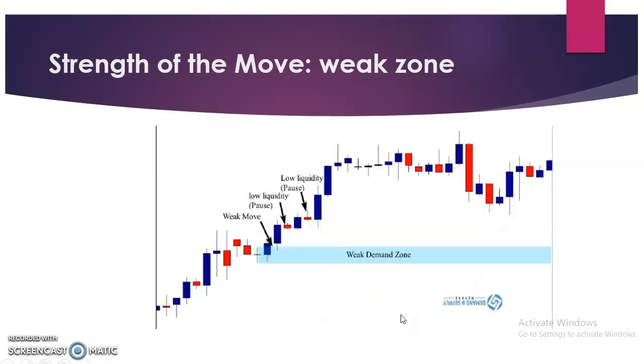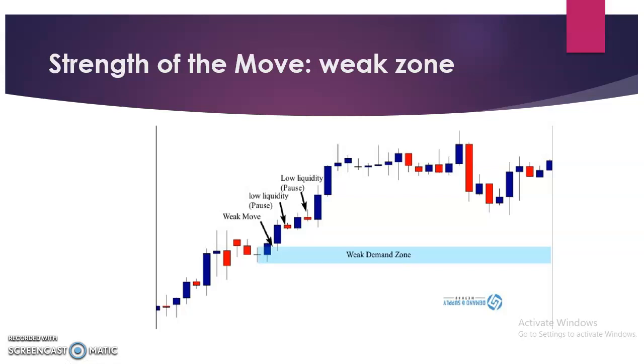So let's look at another example of a weak zone. Again, looking at it from the left hand side, you can see a whole lot of small bodied candles, a mixture of bearish candles and bullish candles. If you are marking this area as your demand area, just know that it's not going to be a high probability setup for you.